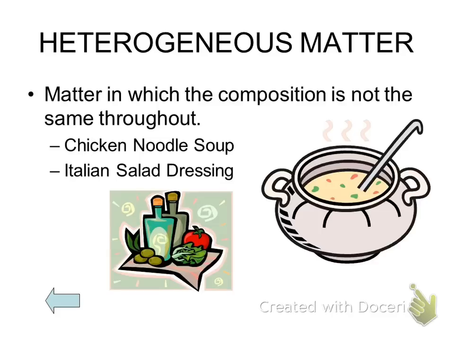Okay, on the other side of things is heterogeneous matter. Heterogeneous matter, or mixtures, do not have the same composition throughout. The examples we often go to are chicken noodle soup and Italian salad dressing, but really it can be anything that can be physically separated, that each sample is different. So a handful of trail mix. One handful of trail mix is going to be different than another handful of trail mix. The samples will be different.